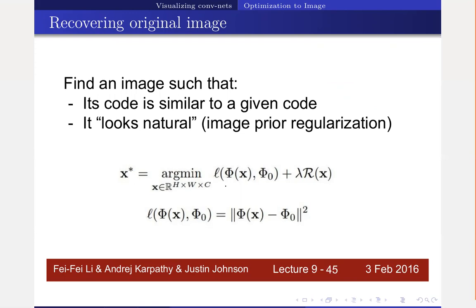I have a layer here. Let's say I want the representation to be a particular fixed value here, and then find the image such that these two will be as close as possible, measured by some kind of loss.